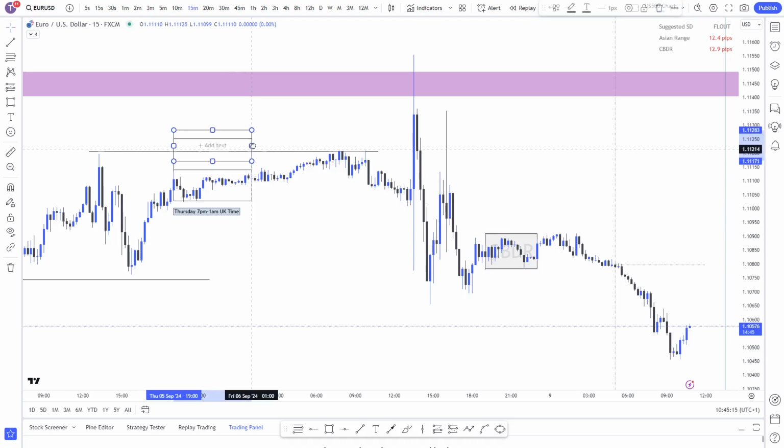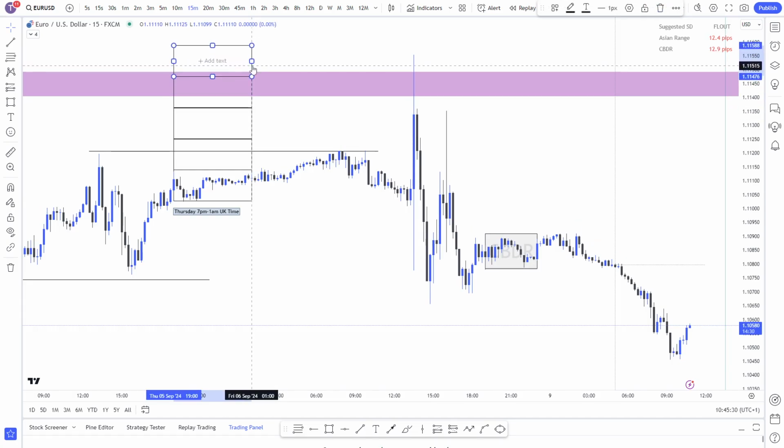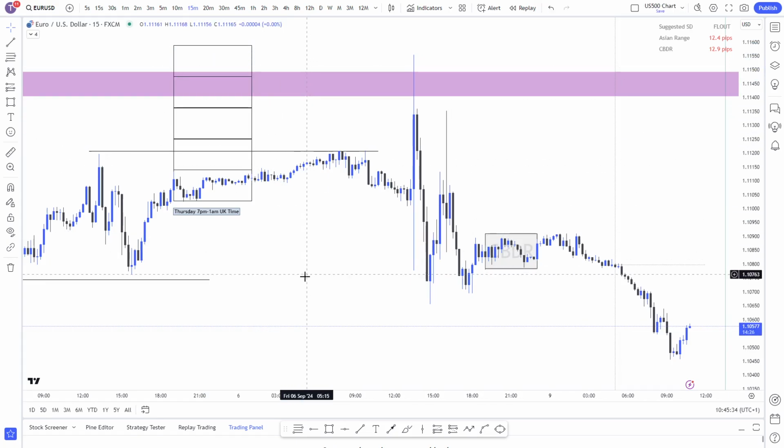That's one standard deviation. This is two standard deviations. And then this is three standard deviations right here. And then as you can see, we are within the realms of the fourth standard deviation.